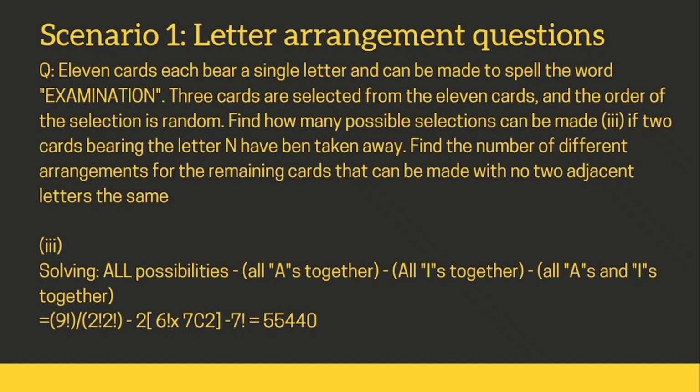And then lastly, it's just minus 7 factorial, where you have all the A's as 1 unit, all the I's as 1 unit, and then after that, you have 7 units in total, 7 factorial to arrange among themselves. That's how you get the last part. So you take all the possibilities, minus the scenarios, and then you will get 55440.